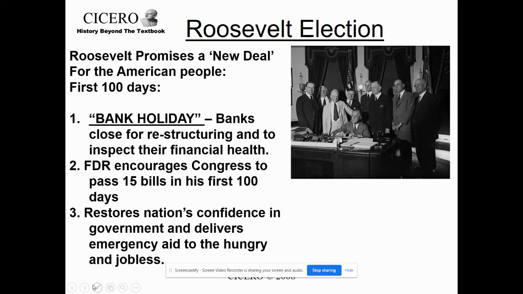He's going to encourage Congress to pass 15 bills in his first 100 days. And overall, he is instrumental in restoring the nation's confidence in government, and he really gives people hope that the Depression can be alleviated, can be solved. Okay, I'm going to go to the next slide. Remember, you can always slow this down.